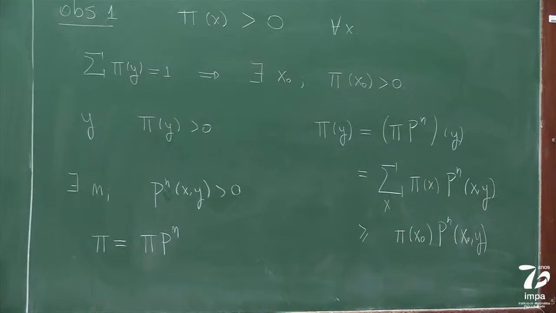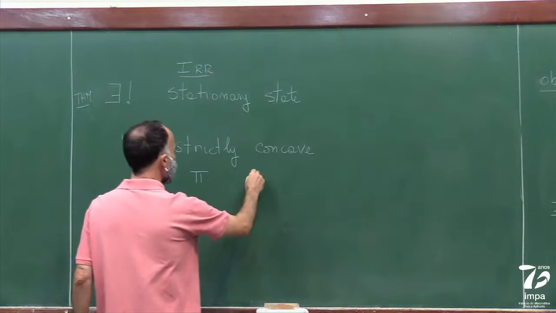Fine. Now, I want to prove that it's unique. So I will assume that there is another one, mu.